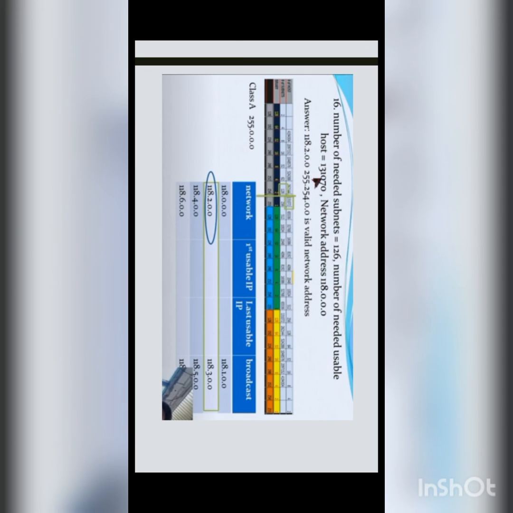16. Number of needed subnets is equal to 126. Number of needed usable hosts is equal to 131070. And the network address is 118.0.0.0. So the valid network address is 118.2.0.0, and then from the class A, which is 255.254.0.0.